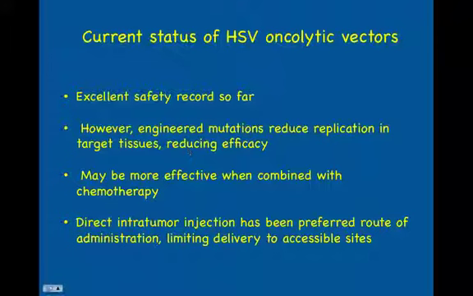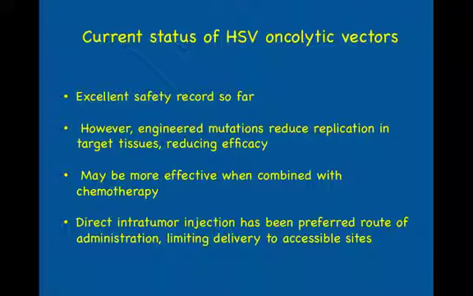So the current state is they have a great safety record, and even if something goes wrong, you still have acyclovir as a treatment. However, the efficiency of replication starts to become an issue with these, because as you engineer mutations or completely remove most of the viral genome, you reduce its efficiency, so you'll get some cells expressing it, but not a whole lot. They may be more effective when combined with chemotherapy, though that is still under debate. And the direct intratumor injection is the preferred route of administration, which limits the delivery to accessible sites.